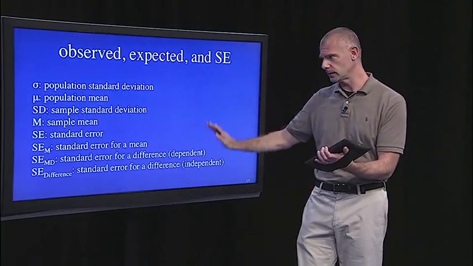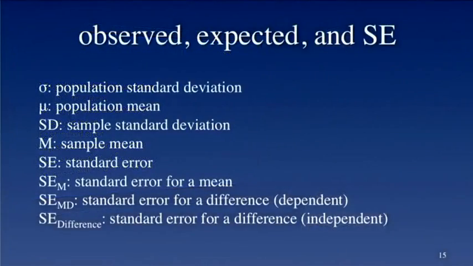Okay, and again, here's the list, just to help you avoid making silly mistakes or typos or confusing some of these concepts. Remember that I use the Greek symbols for population parameters. So sigma is the population standard deviation. Mu is the population mean. SD is sample standard deviation. M is sample mean. This goes back all the way to lecture 2 on descriptive statistics.